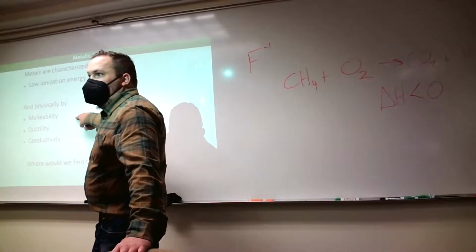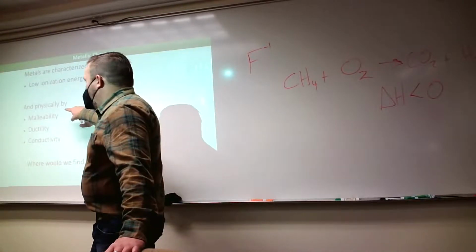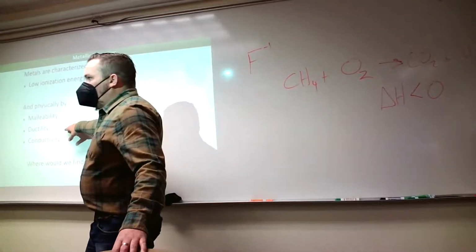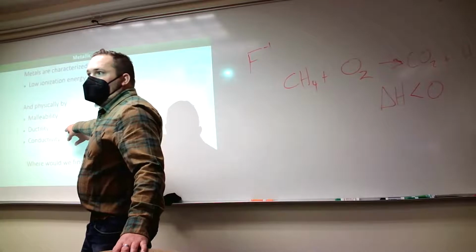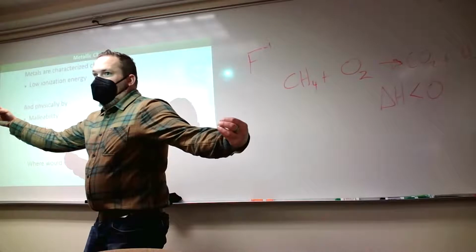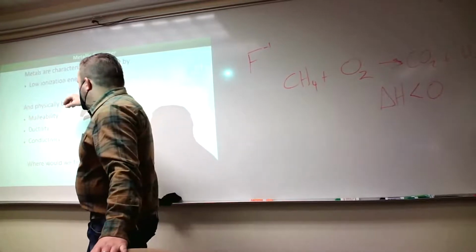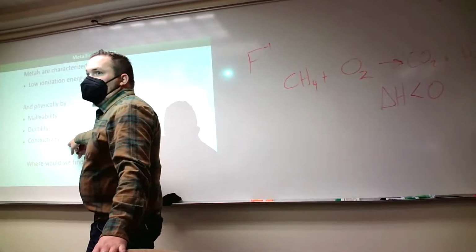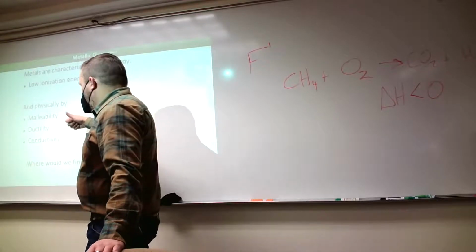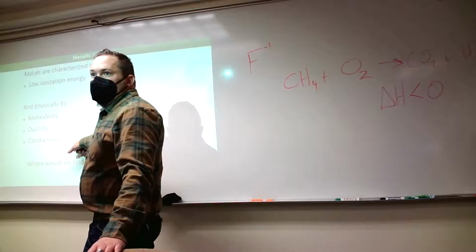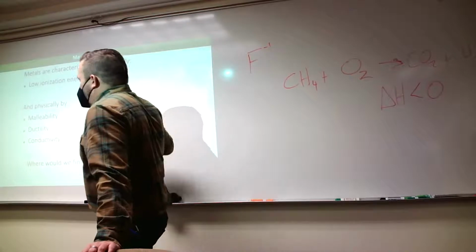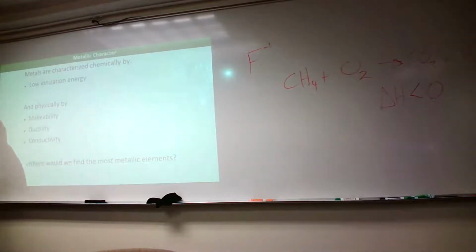Which means it's malleable. Malleable comes from Latin malus, meaning hammer. Malleable means you can take it and you can pound it flat. Ductile means you can turn it into a wire by basically pulling two sides of it and stretching it out like taffy. And conductivity is both thermal conductivity and electrical conductivity. Things that are really metallic are really conductive, both thermally and electrically. So the most metallic elements, though, are over here.